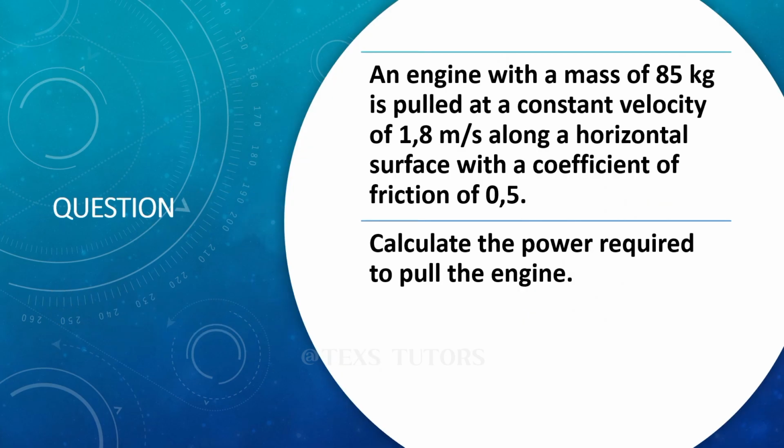An engine with a mass of 85 kilograms is pulled at a constant velocity. Now this is a very important term. It is pulled at a constant velocity of 1.8 meters per second along a horizontal surface, and it has a coefficient of friction of 0.5. Calculate the power required to pull the engine.